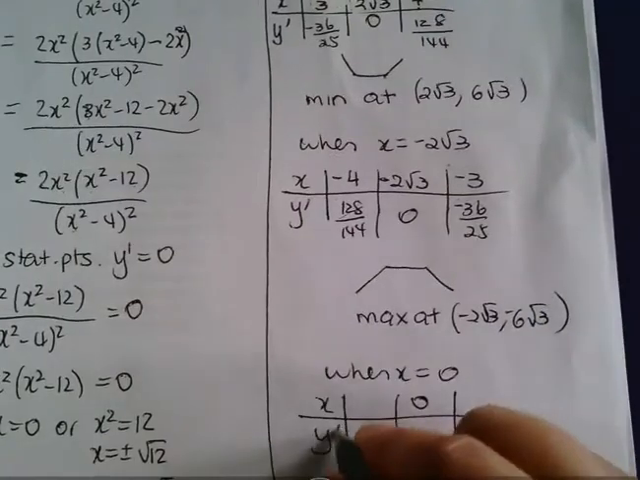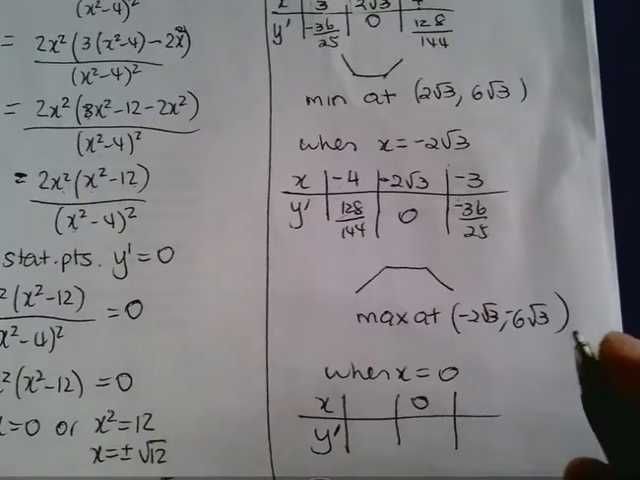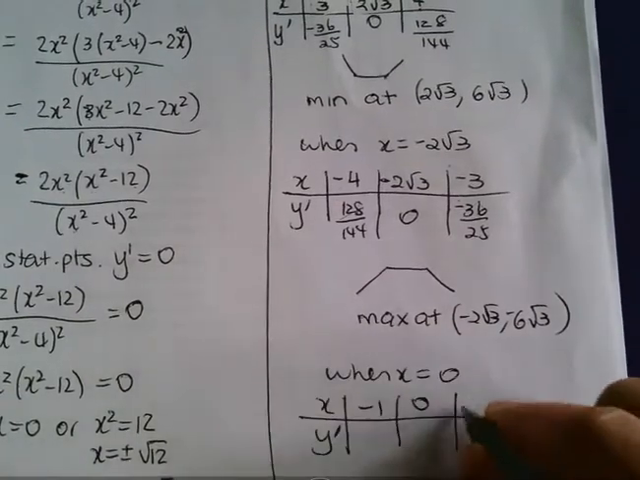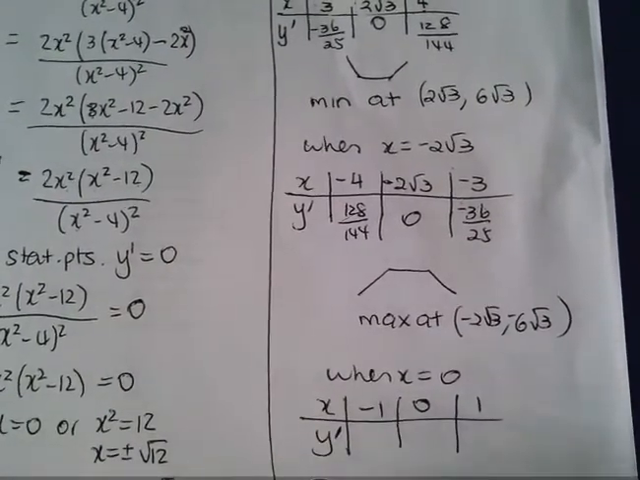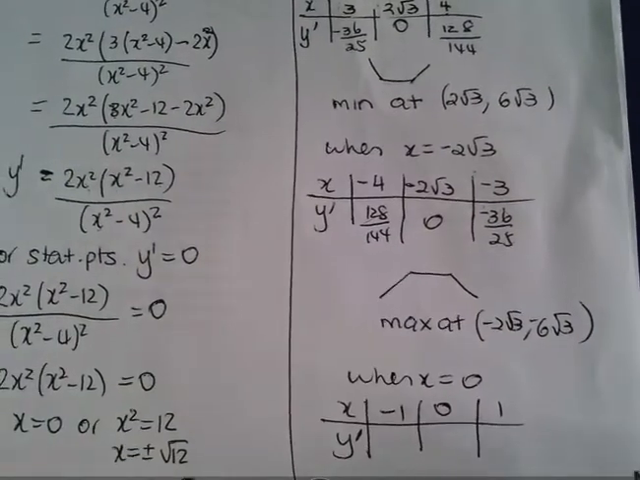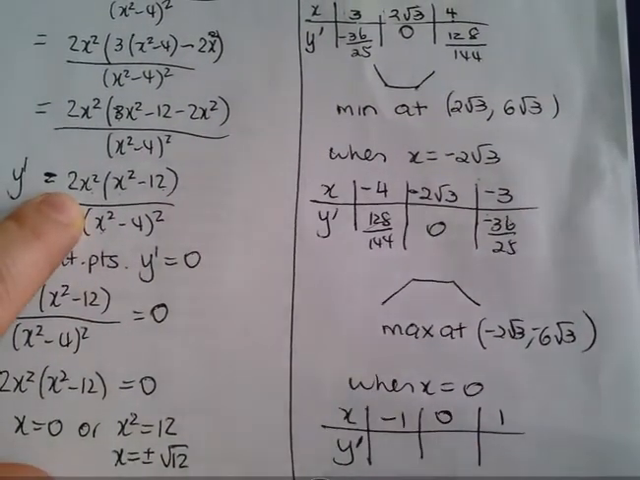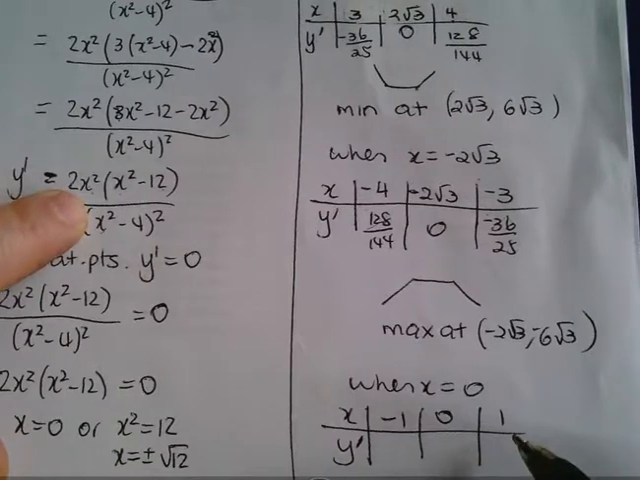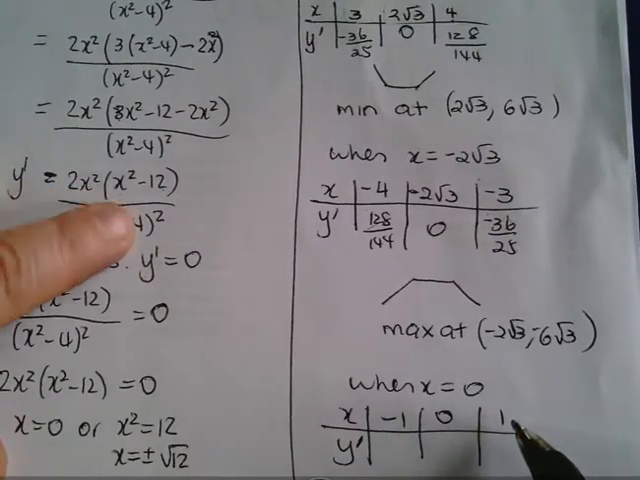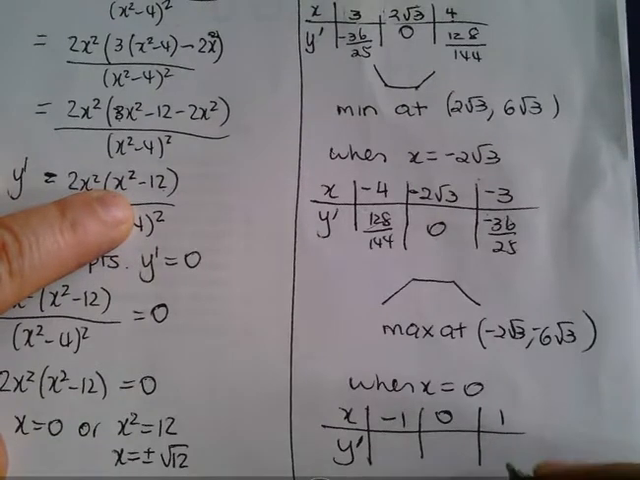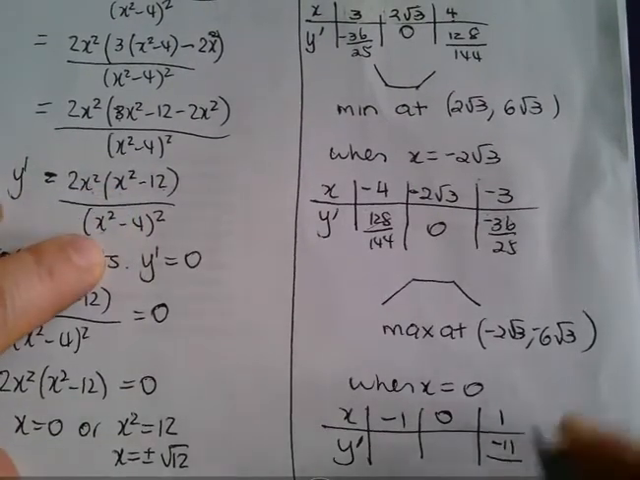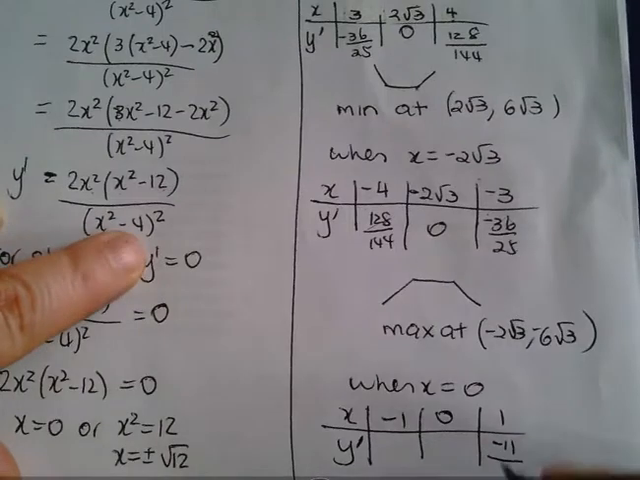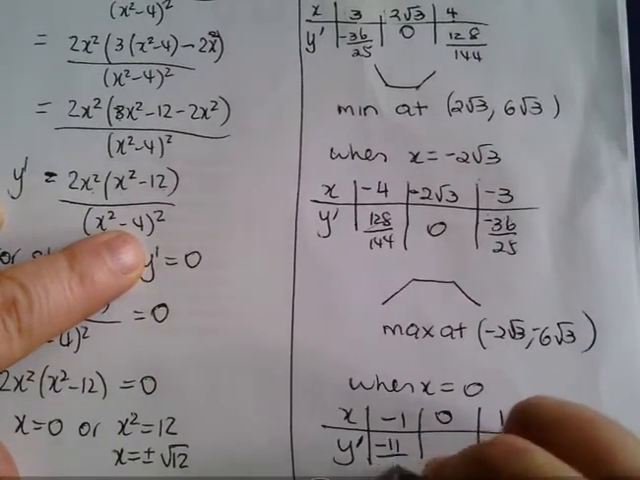When x is 0, looking at the first derivative on each side, I'm just going to do some nice easy values like negative 1 and positive 1. They're much easier to substitute. I've got this first derivative over there. Negative 1 and positive 1 are going to give me the same answer. Can you see already? We're substituting into x squared. So let's just do the positive 1. It's 2 times 1 minus 12, it's 2 times negative 11, which is negative 22, over 1 minus 4 is negative 3 squared is 9. You will get the same here.